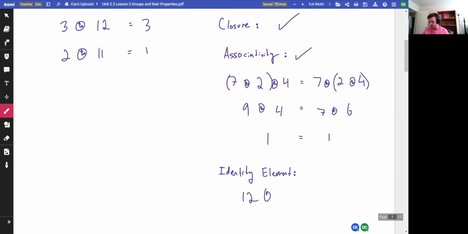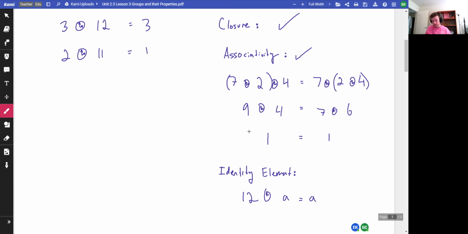12 clock anything is that thing, so we have an identity element in this set. You might know some other identity elements. What is the identity element for the numbers and addition? 0. If you add 0 to anything, you get the same thing. How about multiplication? That's a 1. When we multiply by 1, it doesn't change it. Does subtraction have an identity? I think so, 0, right? So this set does have the identity element of 12.